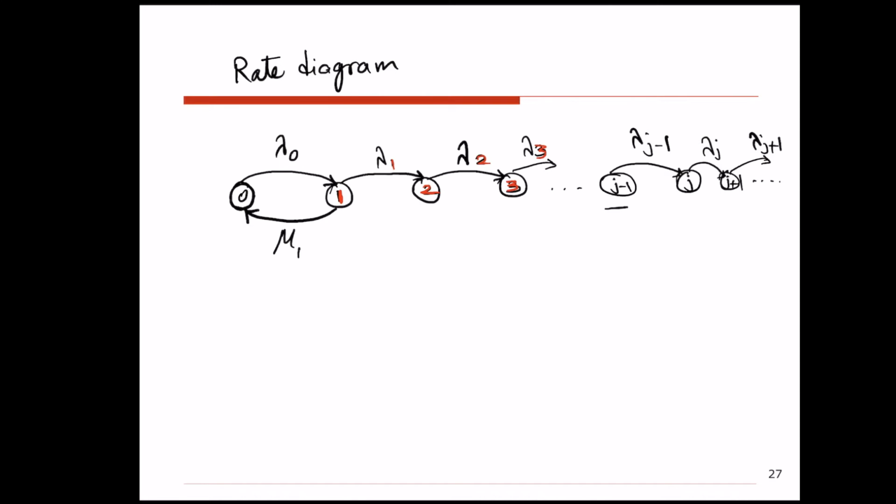If there are two entities in the system, then the rate of departure from the system is mu2. If there are three entities in the system, the rate of departure is mu3, and so forth. Similarly, if there are j people in the system, the rate of departure is mu j, and mu j plus 1, and so forth. And as we said before, mu0 is 0. That means when there are 0 people in the system, the rate of departure is 0.